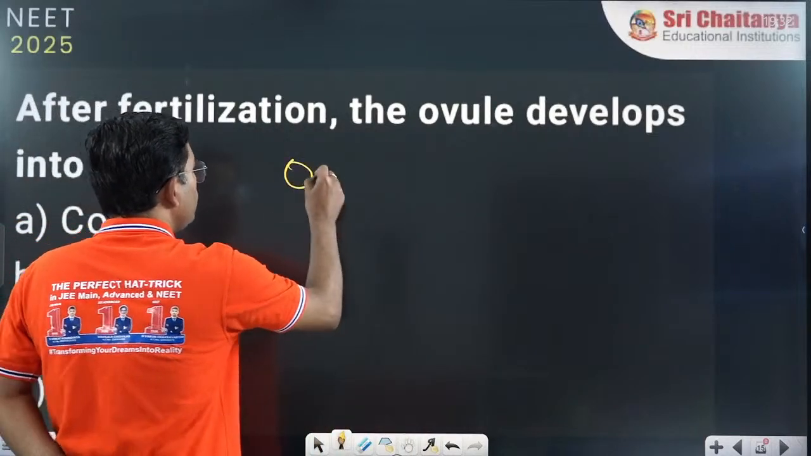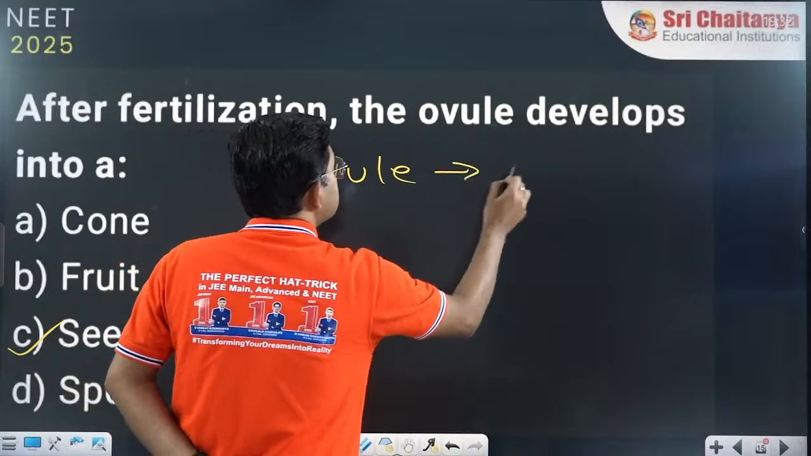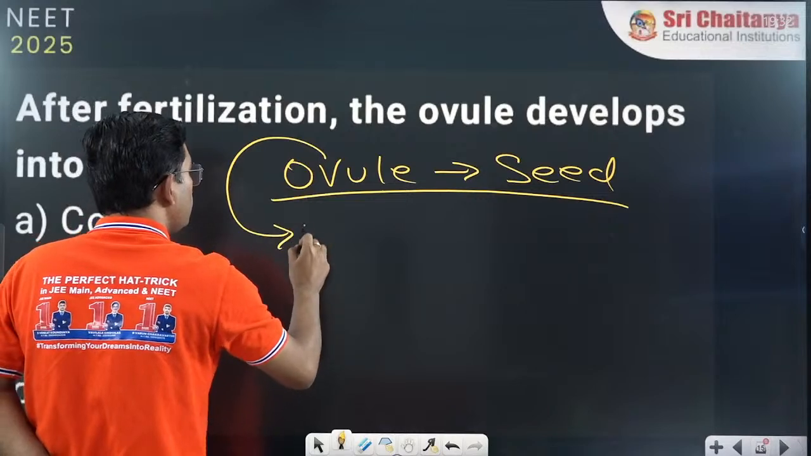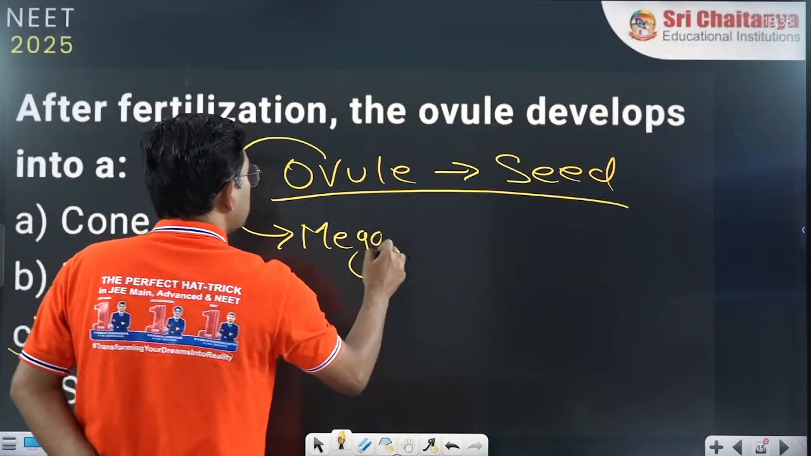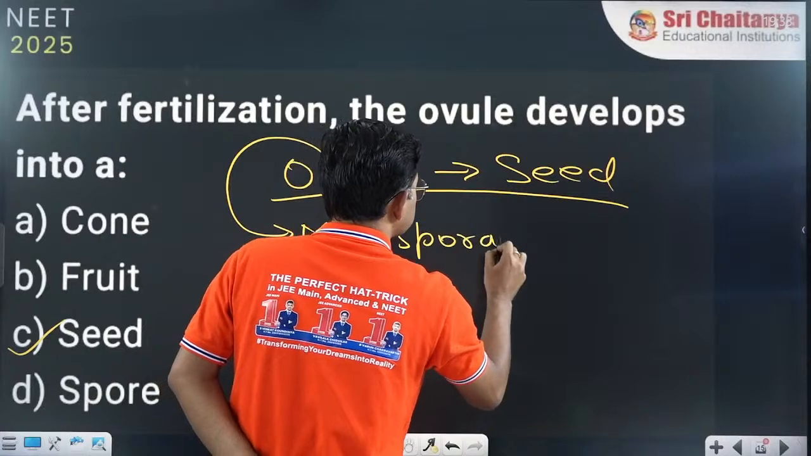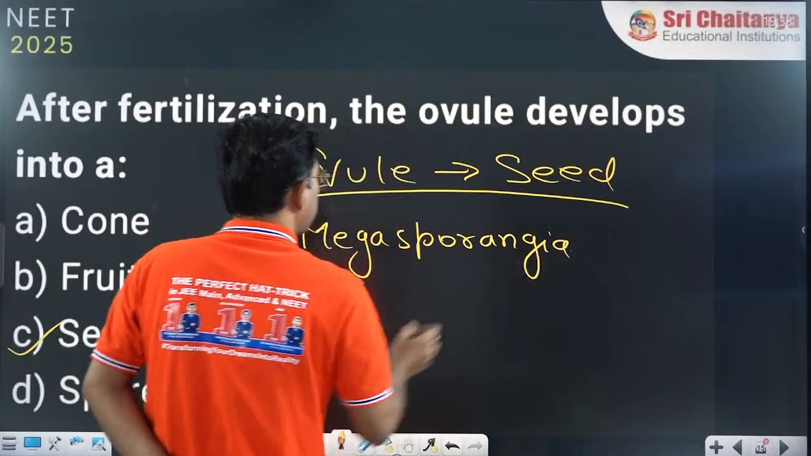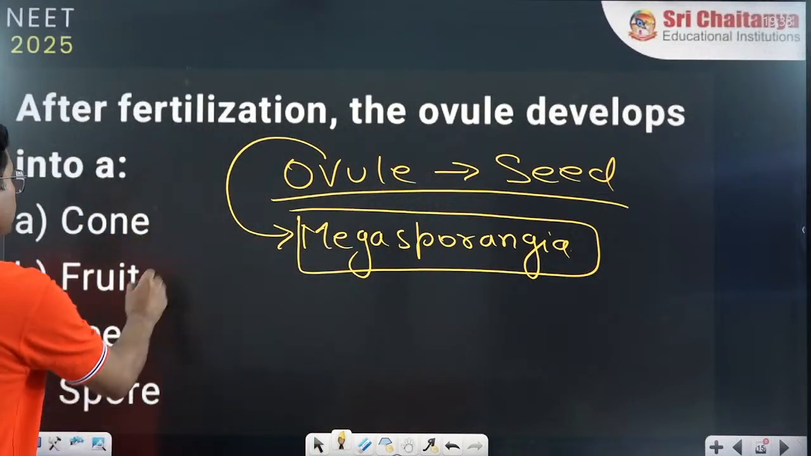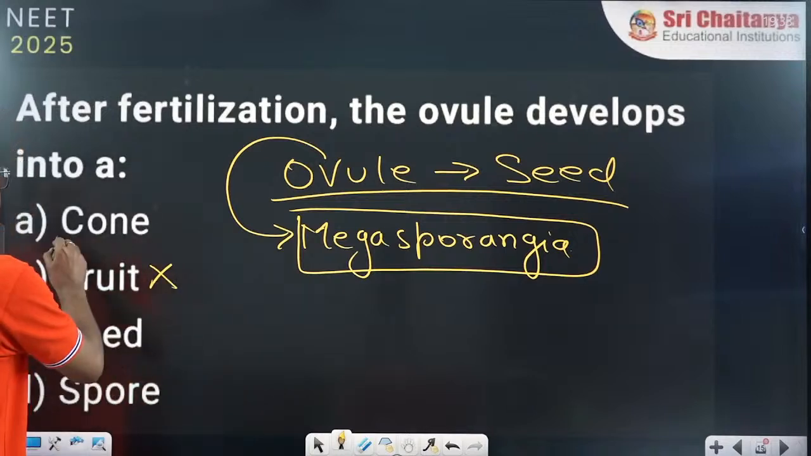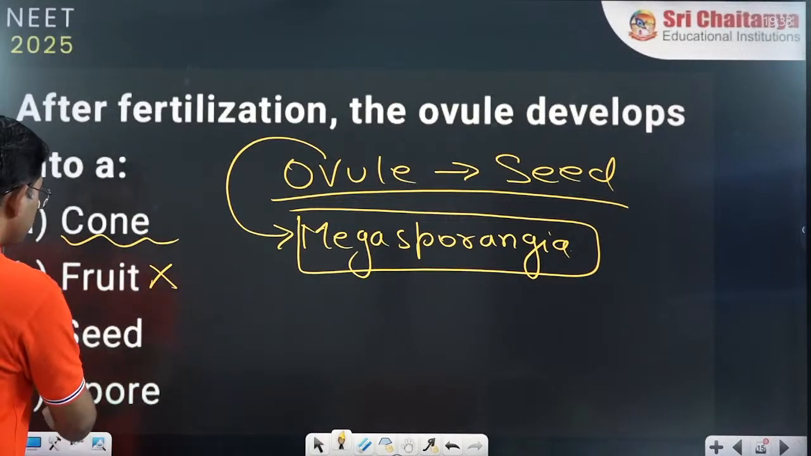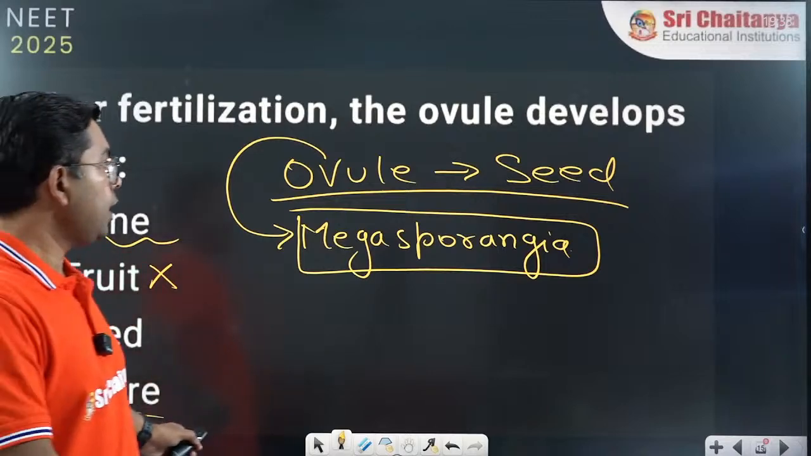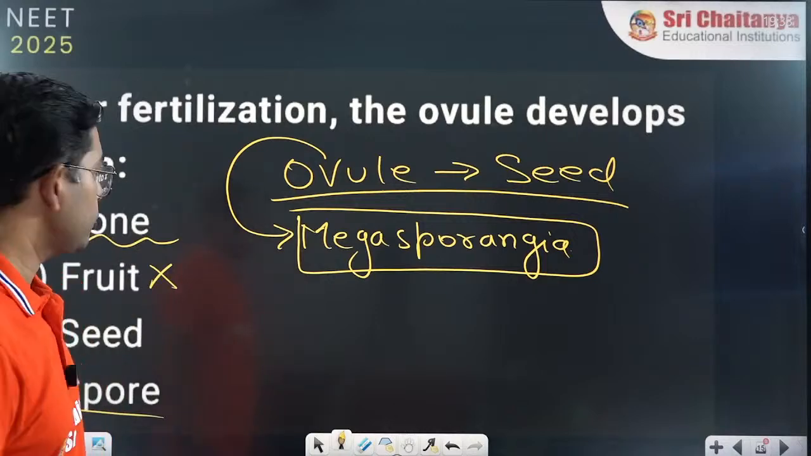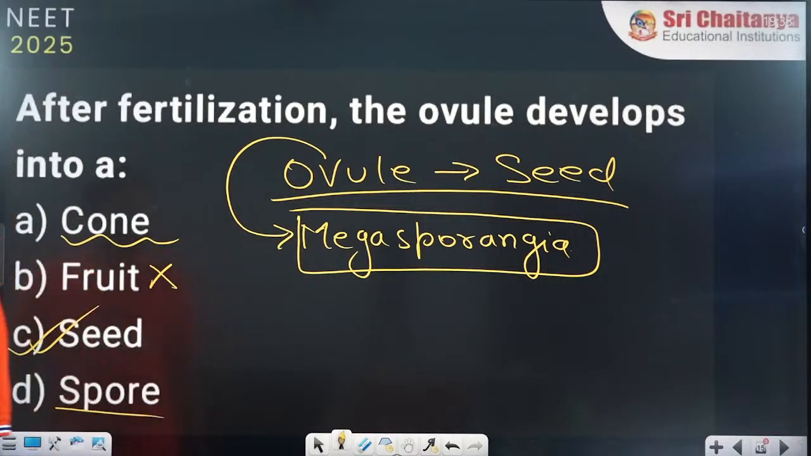Remember, ovule will develop into seed. And what is ovule? Ovule is the megasporangium. Megasporangium is ovule and ovule develops into seed. Fruit is absent. Cone is a part of the sporophyte and spore is not the answer. Spore is there, but it is of two types, megaspore and microspore. So the correct answer is seed.